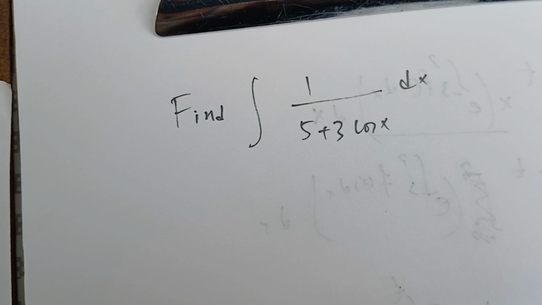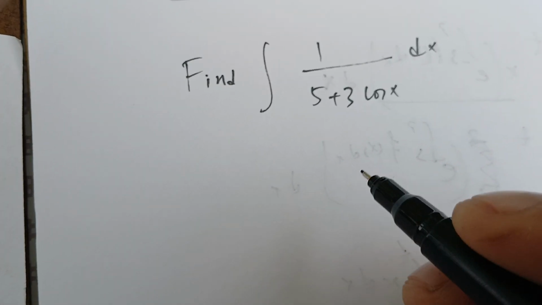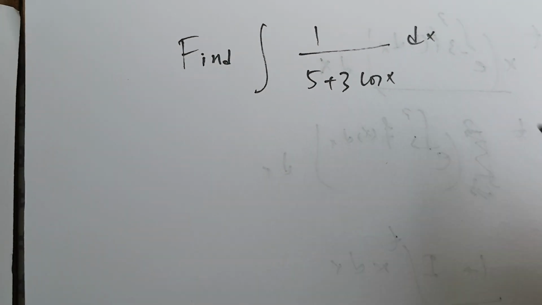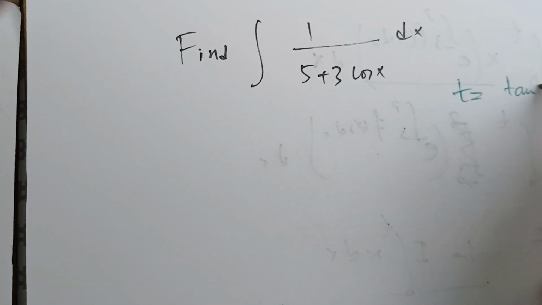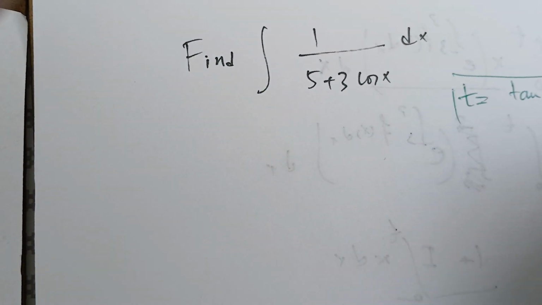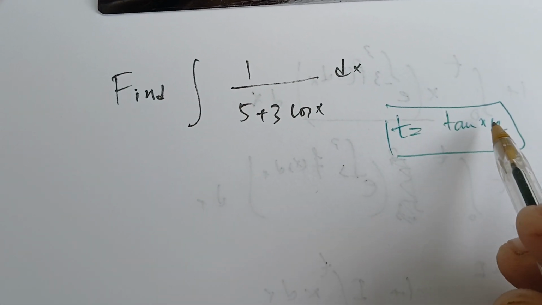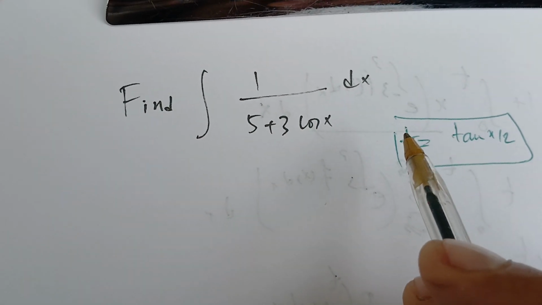But in general, the key to solving this problem is to use a change of variable that's very famous and that everyone needs to know. So we change with a t, in fact, equals tangent of x over 2. This half angle for the tangent would definitely help us solve the cosine and the sine.